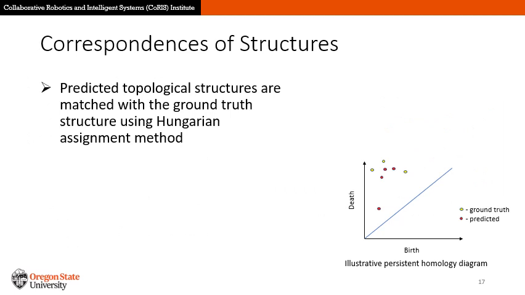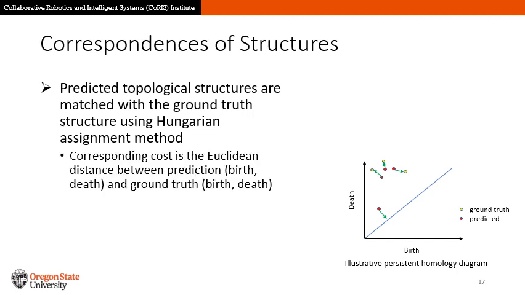The figure shows an illustrative persistent homology diagram consisting of predicted structure in red and ground truth structure in yellow. We compute correspondences between these structures using the Hungarian assignment method. The corresponding cost is the Euclidean distance between the predicted and the ground truth structures. This cost defines our topological loss function.